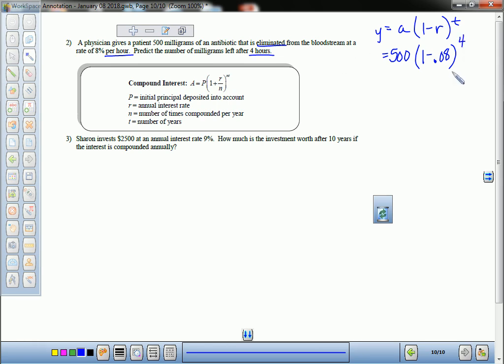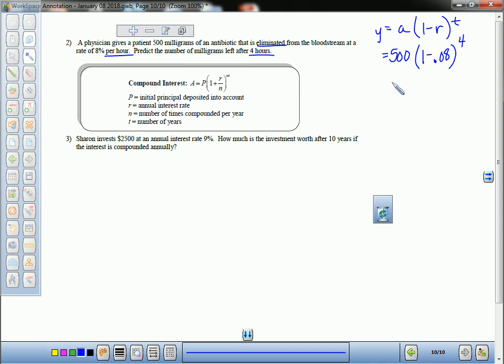How many units of time would that be for this particular problem? That would be 4. Now, if it said it eliminates 8% per half hour, then this would be 8, because that's how many time periods there would be. If it said it eliminates 8% every other hour, every 2 hours, then this would just be 2. So you have to determine what your unit for time is for your given word problem to decide what goes here.